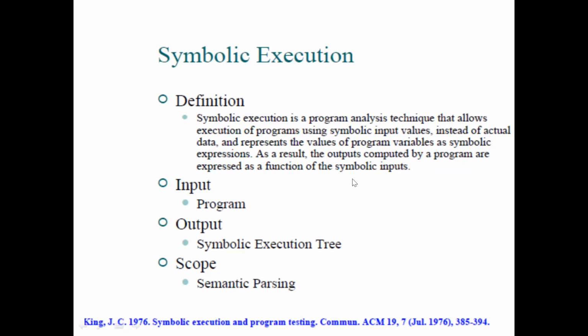Say for example, in mutation testing, we changed the code and tested the mutated program to identify the hidden errors. In the same way in symbolic evaluation, we give the actual program as input to the testing, and the output is a symbolic expression tree. The scope of symbolic evaluation is that we can get the semantic parsing.